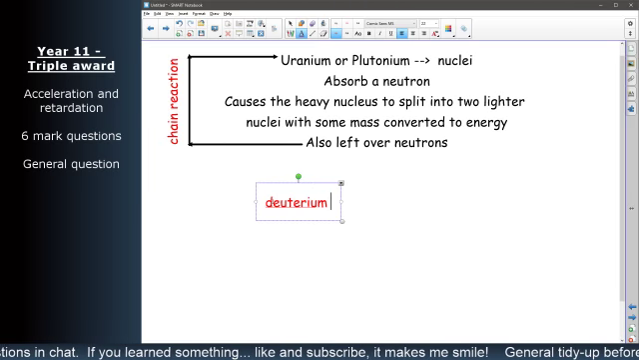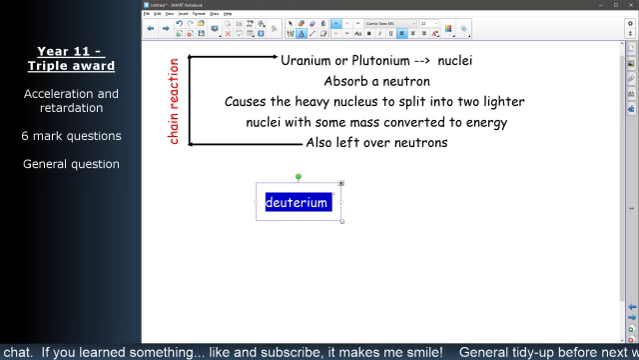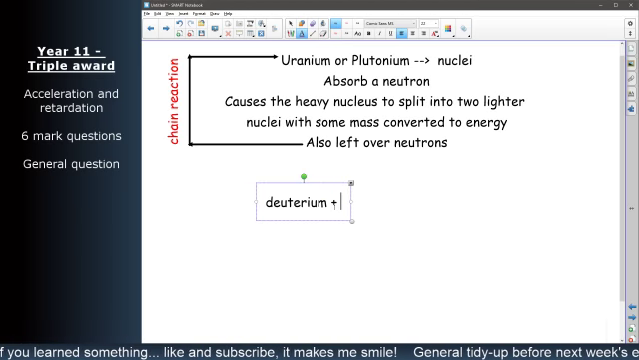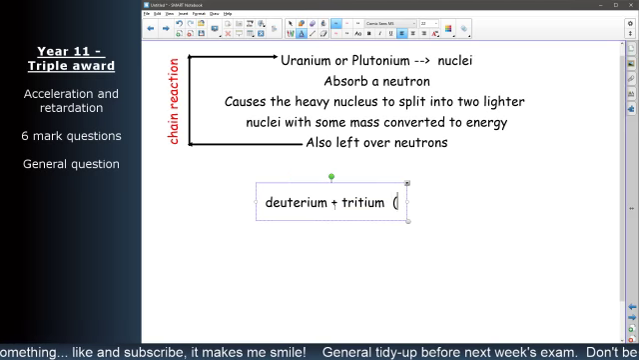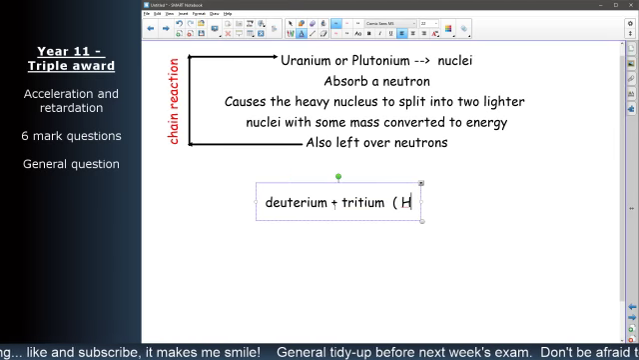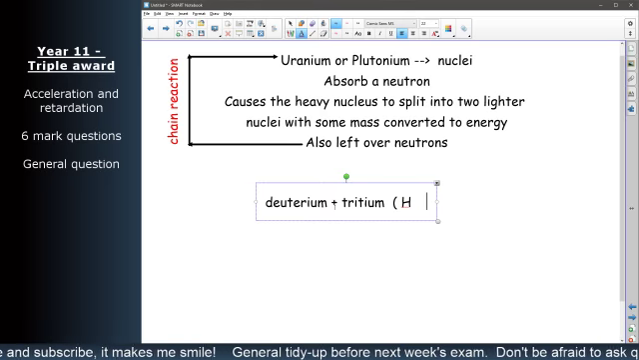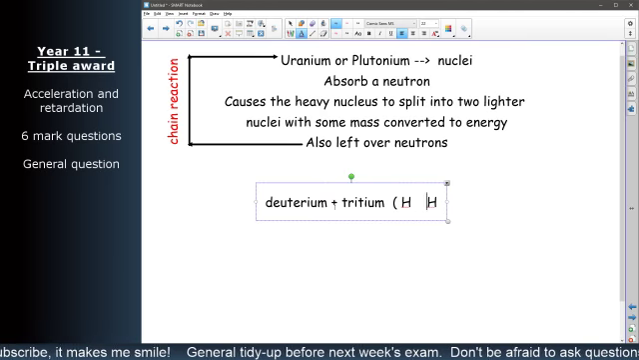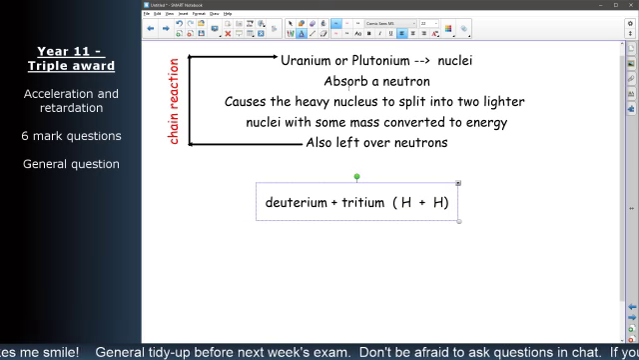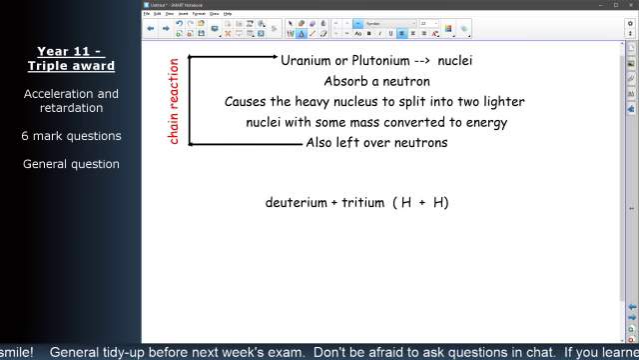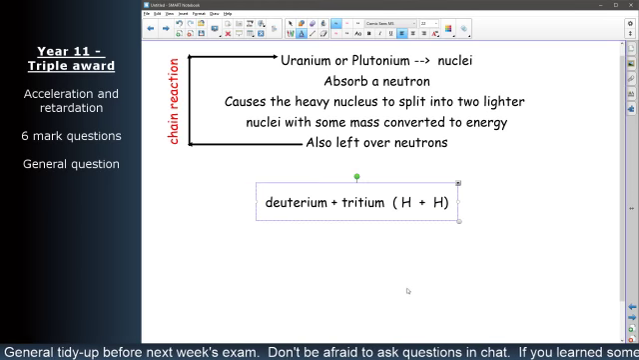Oh, wrong color. So let me select the right color here. So we want deuterium and tritium. Okay, those are both isotopes of hydrogen. So that's hydrogen and hydrogen. This could be interesting. Trying to get the little numbers in. Let's get some small font. That's not going to happen.